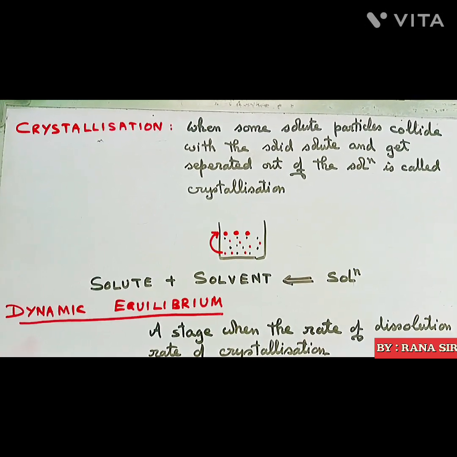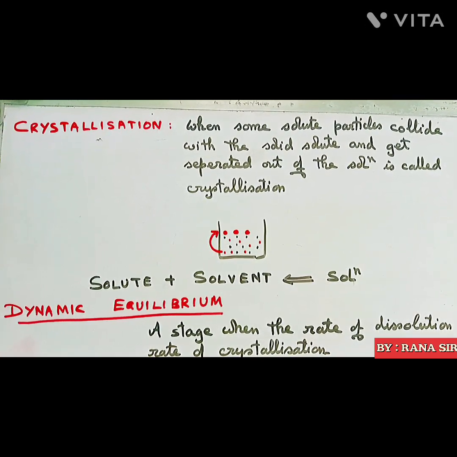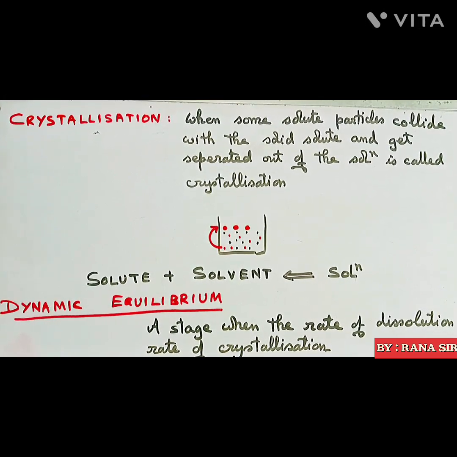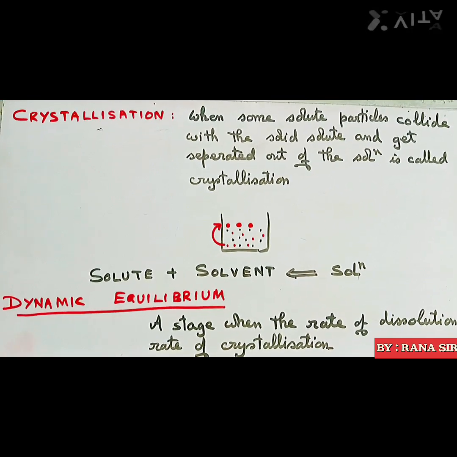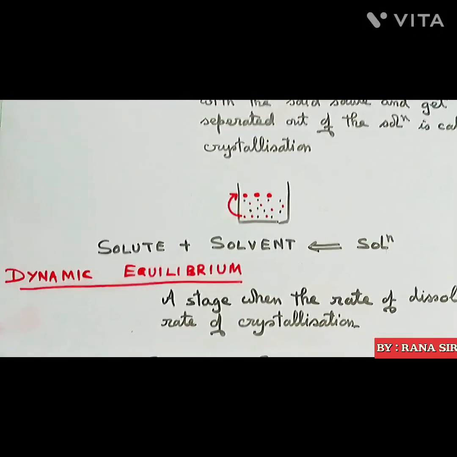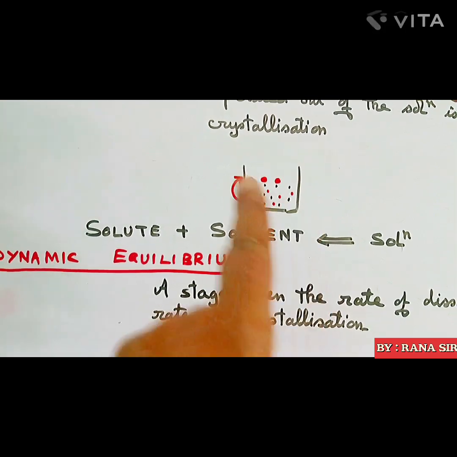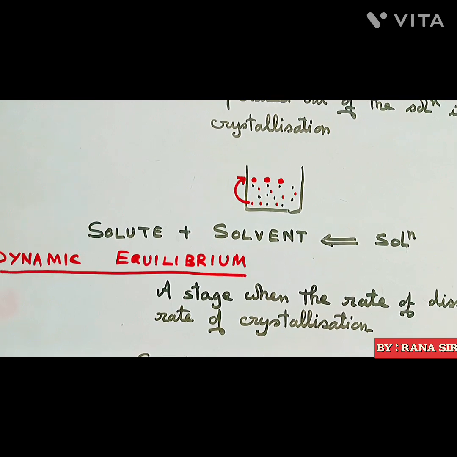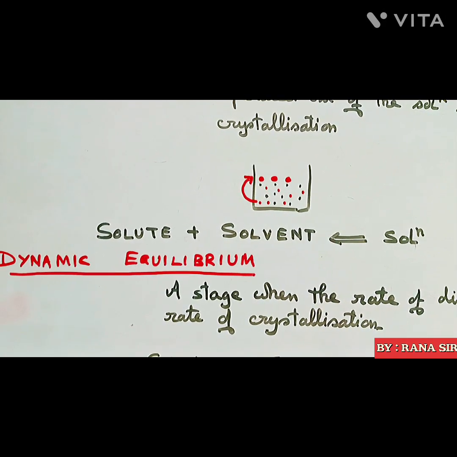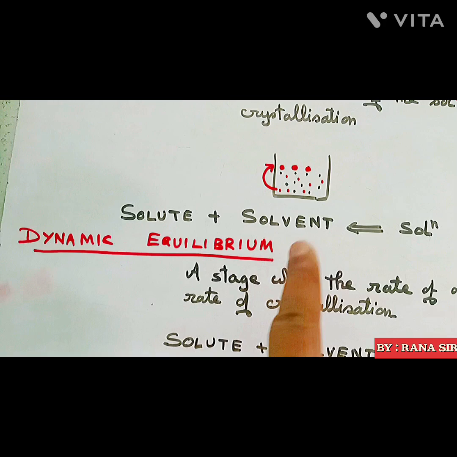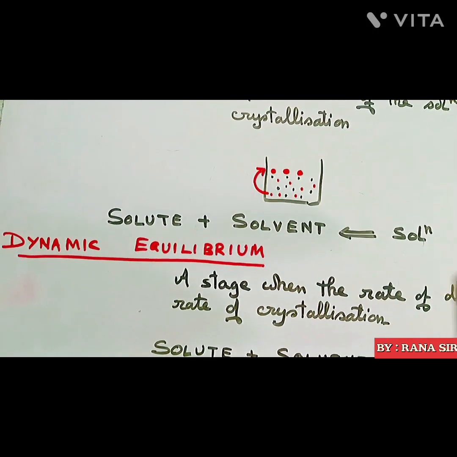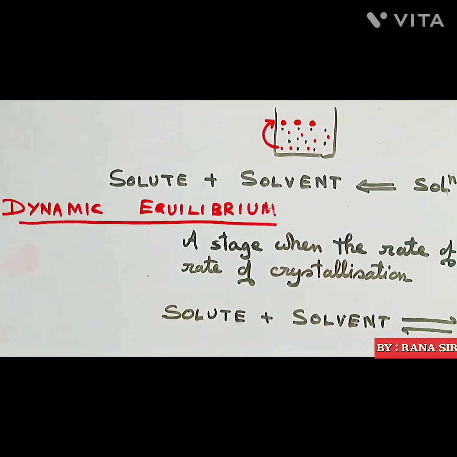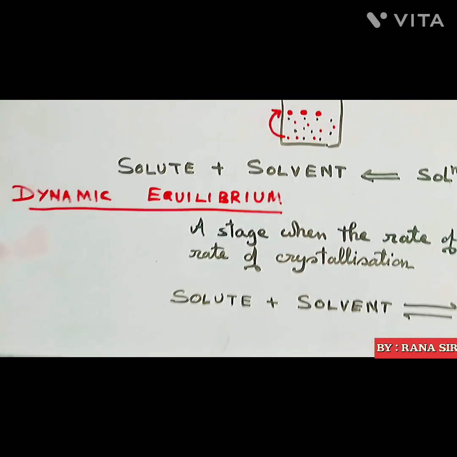So crystallization: when some solute particles collide with the solid solute and get separated out of the solution, it is called crystallization. So in this diagram you can see that the solute is colliding with the solute in the solution, and some of the solute is coming back to the undissolved form. This is known as crystallization. So solute from the solution is coming back. It is no longer dissolved in solvent. It is called crystallization.